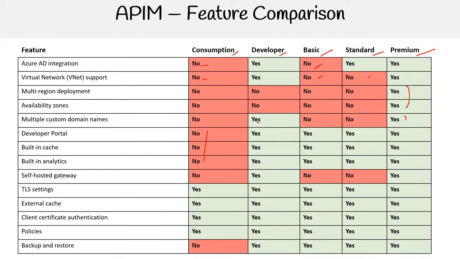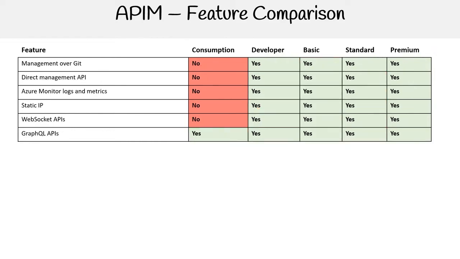Basically, almost developer always says yes because you have to play around with things, right? So TLS settings is for everyone, external cache is for everyone, client certificate authentication policies are for everyone, which is very generous. Backup and restore you're not going to get in the consumption model. And that's not all. We got a few more here.